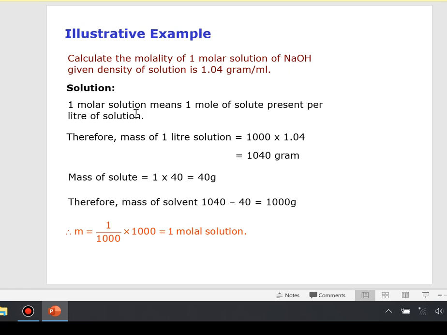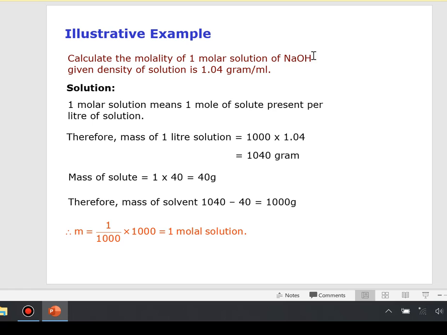And another example. In this also you have to calculate the molality of a 1 molar solution of NaOH. Density of the solution is 1.04 gram per milliliter. According to the formula, density is equal to mass upon volume, so mass is equal to density into volume. Density given is 1.04. And 1 molar solution means 1 mole of the solute is present in 1 liter of the solution.